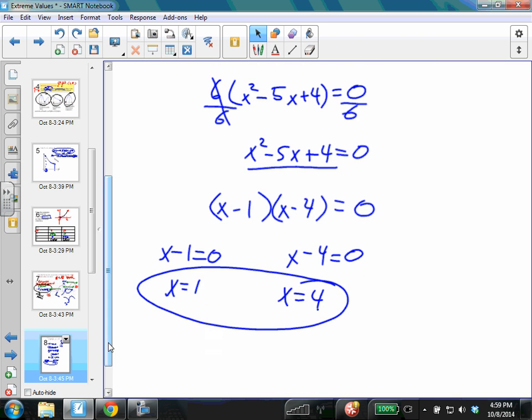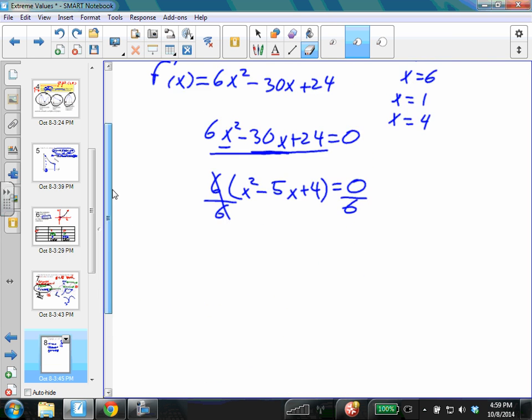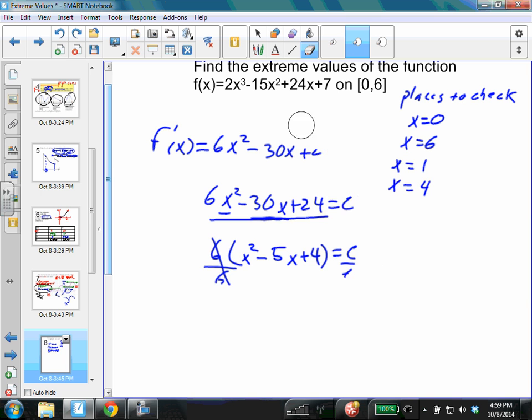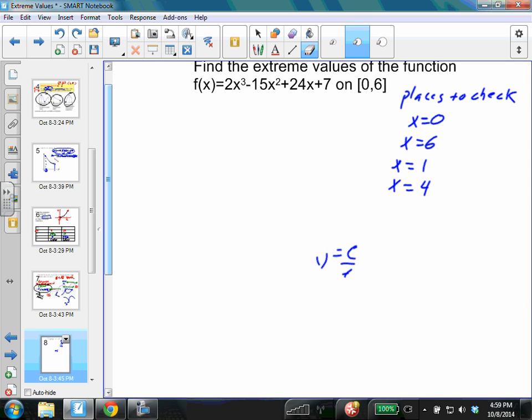All right, so those are my places to check. Now, remember, what makes something extreme is the y value, right? So that derivative, all it's done is tell us where to look. If you want to find extreme values, you should look at these x's, where x is 0, x is 1, x is 4, and x equals 6. Those are places that you should check, okay?